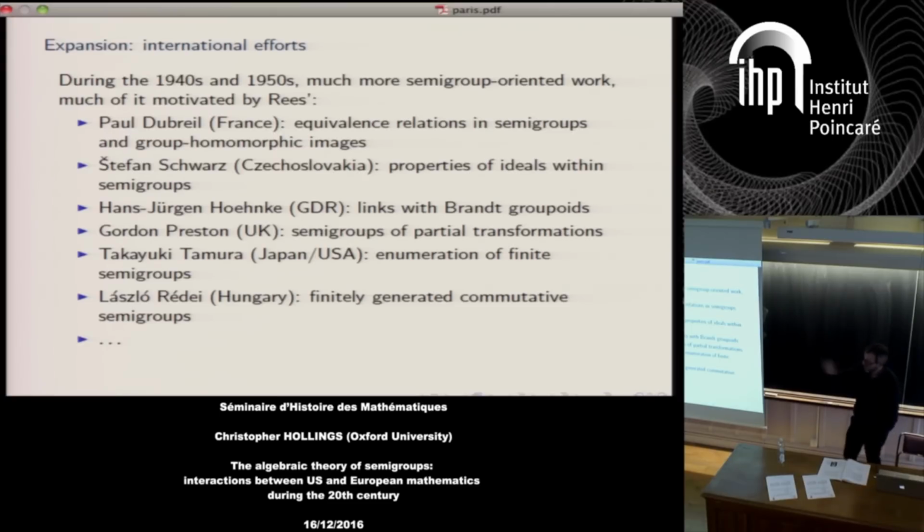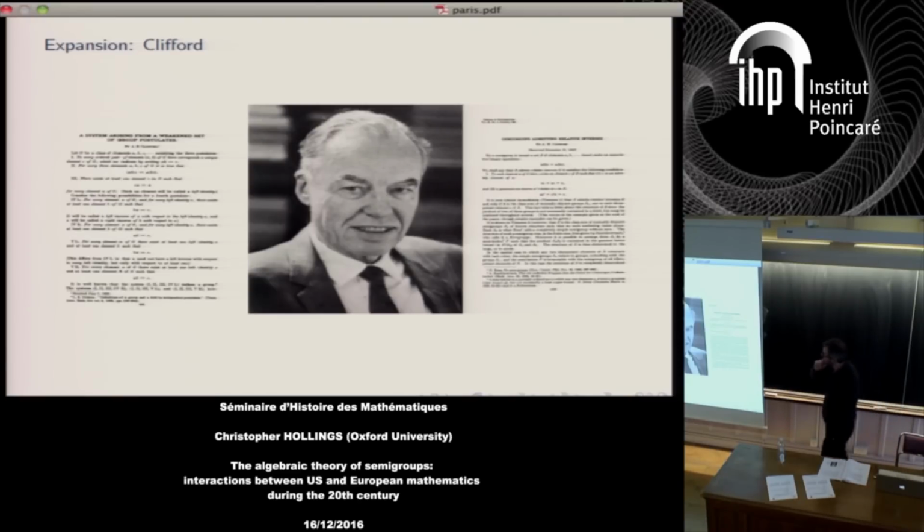And I said there's a major American influence at this point, and I haven't put it on this slide, but there's one name to mention in particular, and that's this man, Alfred Clifford, who was a student of E.T. Bell and Morgan Ward at Caltech. He had been doing some semigroup theoretic work in the 1930s. There's a paper here that he published in 1933, a system arising from a weakened set of group postulates, where he described a certain class of semigroups which turned out to be a union of groups.